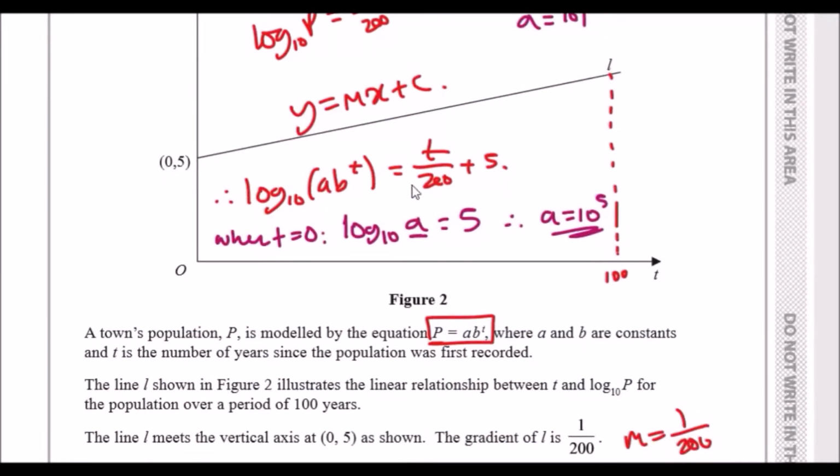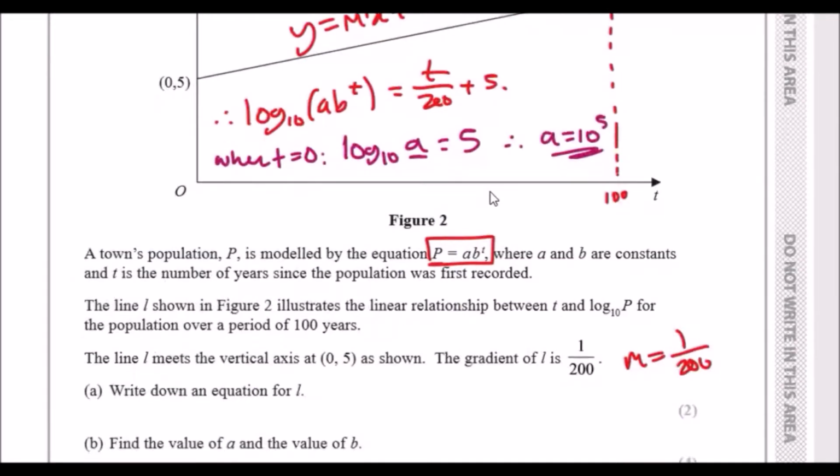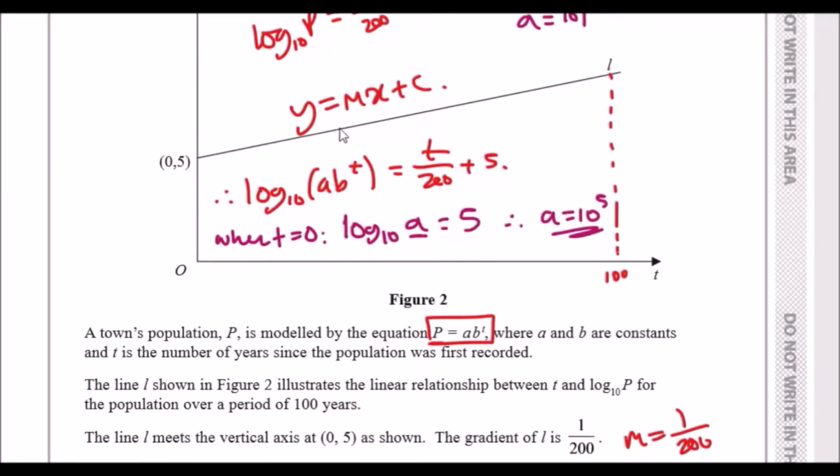Now what I would do for this one, I would just pick something easy. I'll say, you know, let T be 1 or something, because it's linear and you can pick anything on this line. So let's say, okay, when T equals 1, what do we get? Okay, so we get log 10, and now we know the value A is 10 to the power 5, and then T is 1, so we're left with just B. So 10 to the power 5 B. Okay, so far so good. Equals 1 over 200 plus 5.